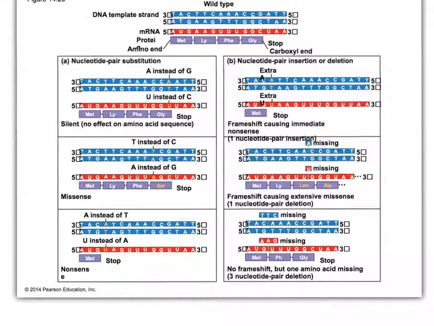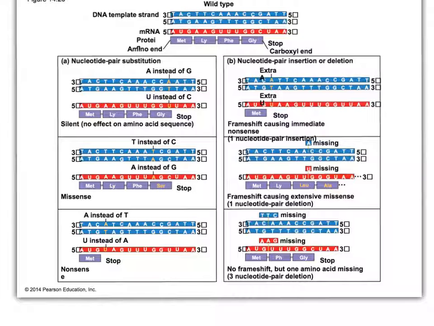A nonsense mutation, at the end, introduces a stop codon before normal. A nonsense mutation results in a truncated or shortened protein or amino acid sequence.